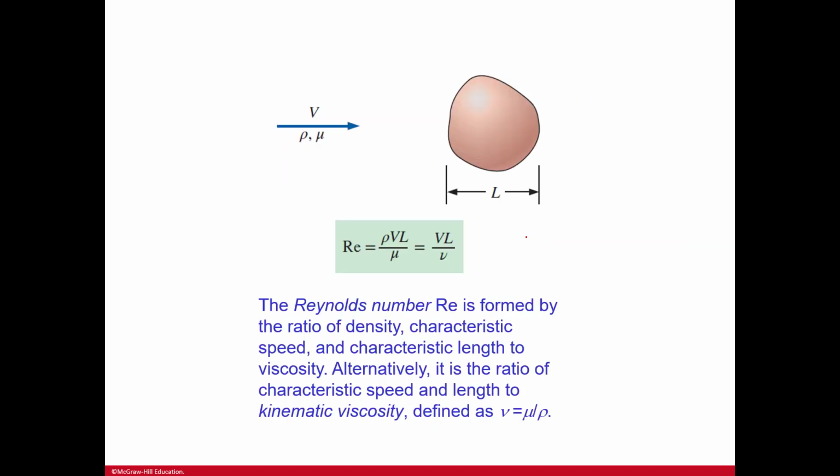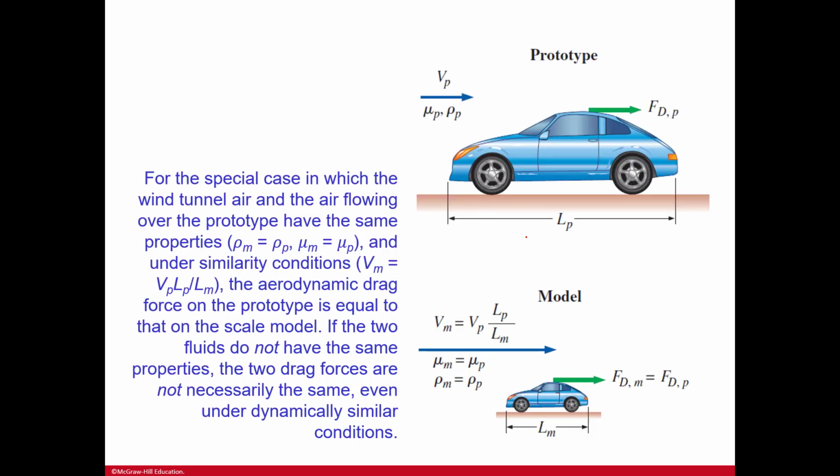Okay. And so here, the Reynolds number Re is formed by the ratio of density, the characteristic speed, and the characteristic length to viscosity. Or you can use the ratio of characteristic speed, length, so velocity, length, over kinematic viscosity. And so here again, we have the prototype and the model. And we have special cases, of course. They're all special cases.